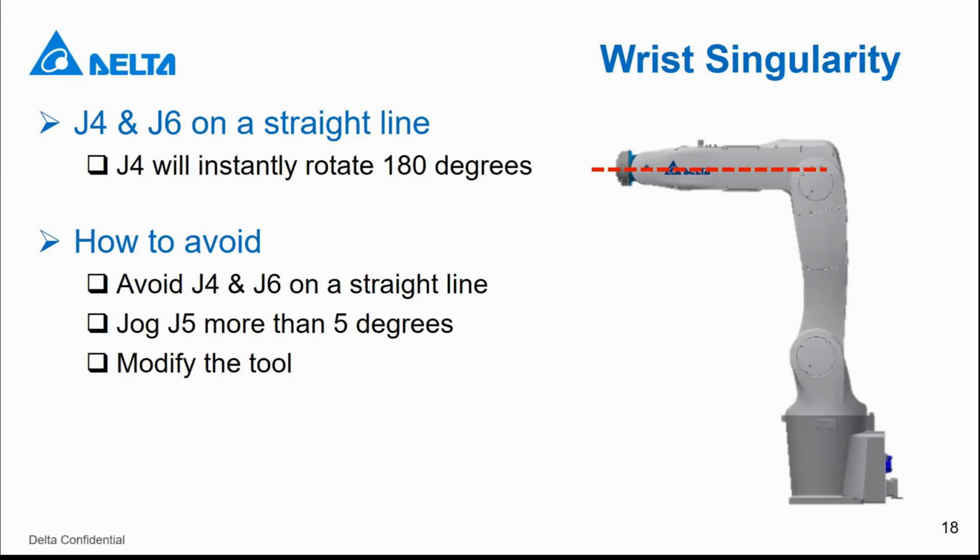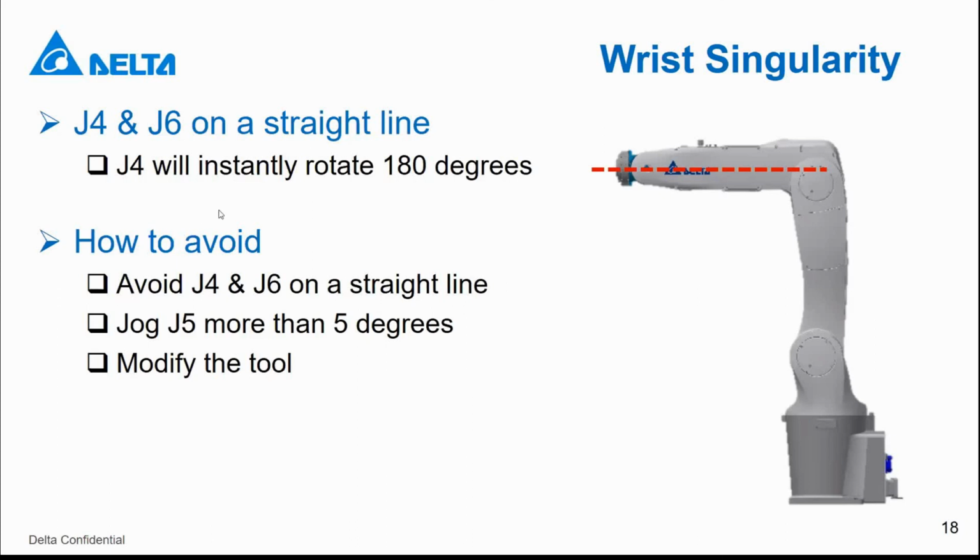So first is the wrist singularity. That means when joint 4 and joint 6 are in the same line, then joint 4 will instantly rotate 180 degrees at fast speed. So when you are designing the motion of a robot, it's better not to let joint 6 and 4 be in the same straight line.